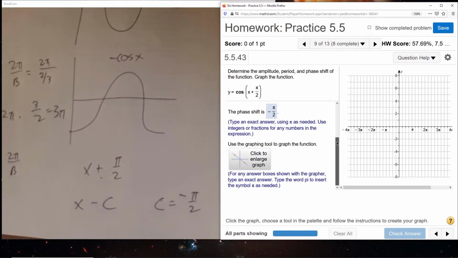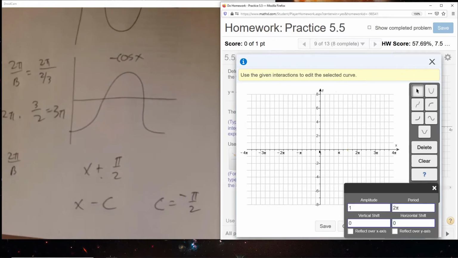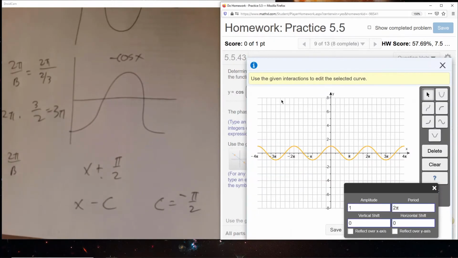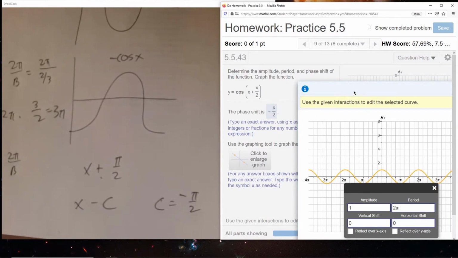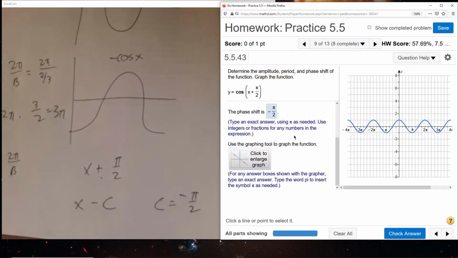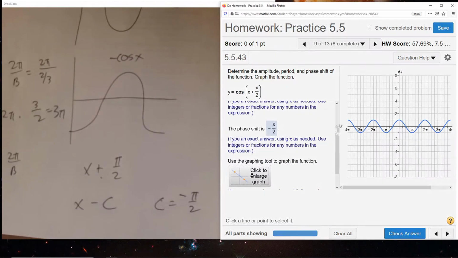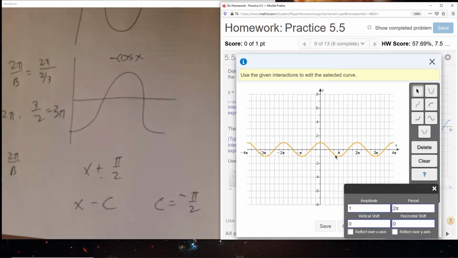And it wants us to graph it. So let's assert it only wants us to graph this one function. We're graphing cosine. We'll stick it on there. And what do we get for the amplitude? The amplitude is 1. Did we do period on this one? I can't see. Back to the problem. We did. Period is 2 pi. So our period is 2 pi.